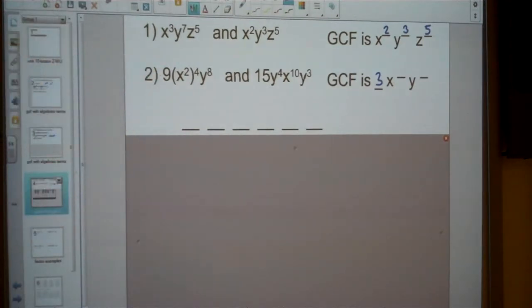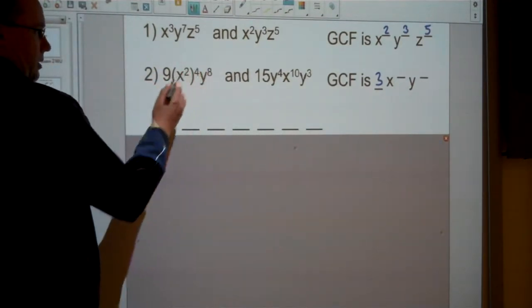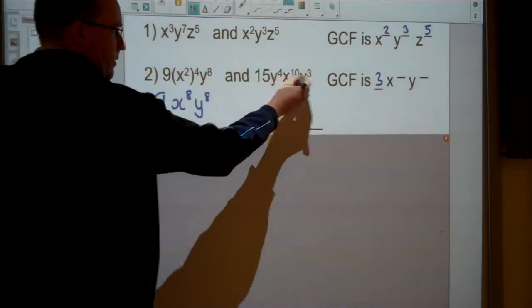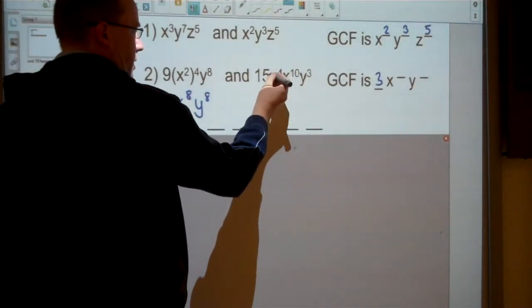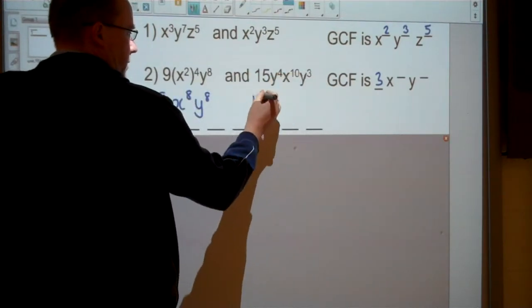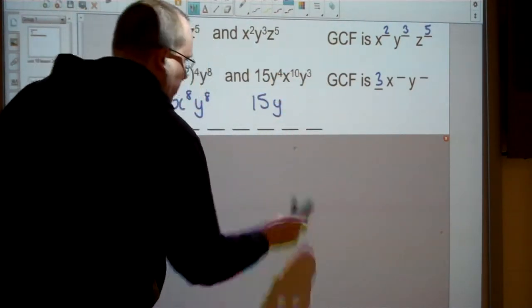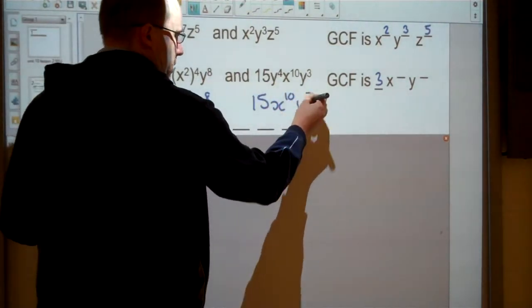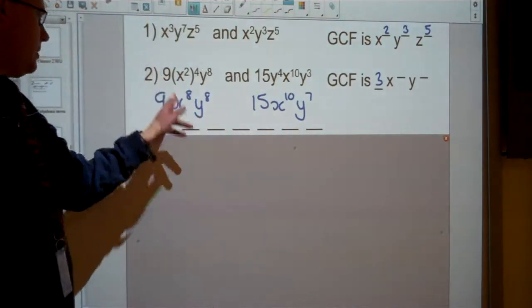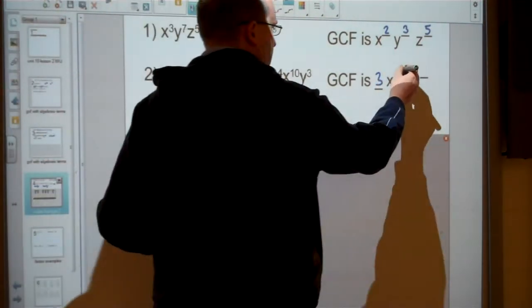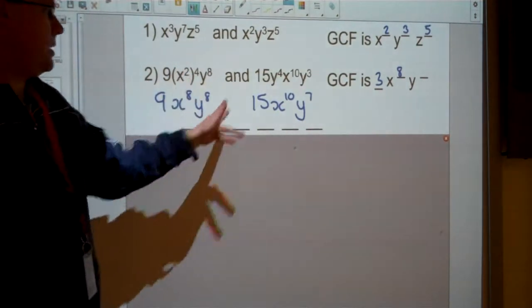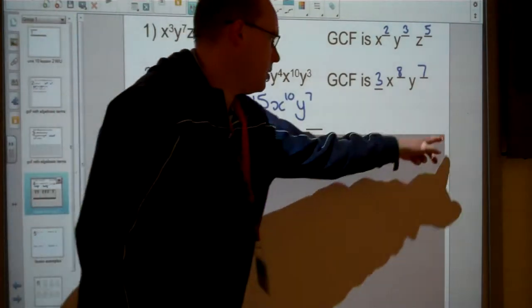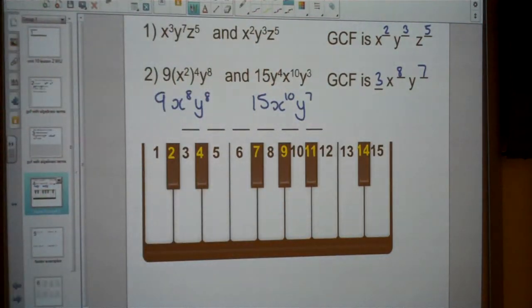And this time I've actually got to do some simplifying before I work this out. So power to a power, that's when we multiply these together. And over here I put these terms in a strange order, so I've got to do y cubed times y to the 4. So when you multiply, you add the exponents together. So if I was to do the GCF now, x to the 8, x to the 10, the smallest one is just x to the 8, and y to the 8 and y to the 7, the smallest one is y to the 7.